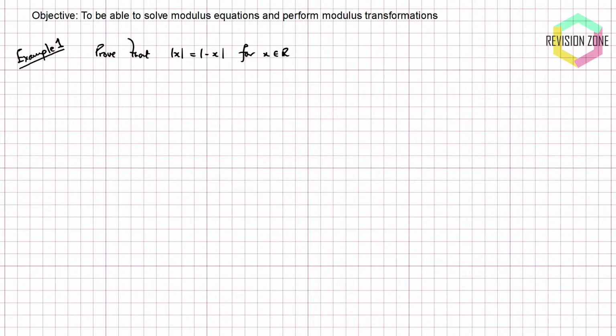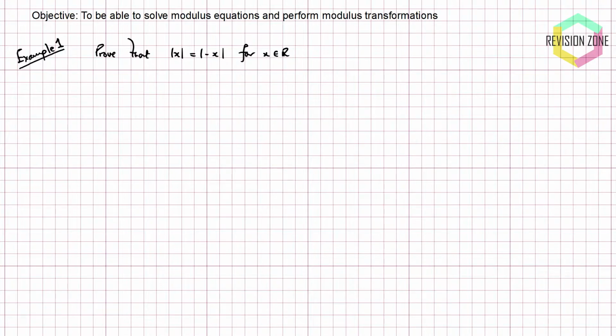In this video, we're going to look at how to solve modulus equations and how to perform modulus transformations. In the previous video, we've already defined what a modulus function is, and we've even looked at some basic properties of how to do modulus transformations. So if you're unfamiliar with that, please go back and take a look at the previous video. But in this video, since we don't really need any new theory, the content is going to be basically example heavy. So let's take a look at the first example.